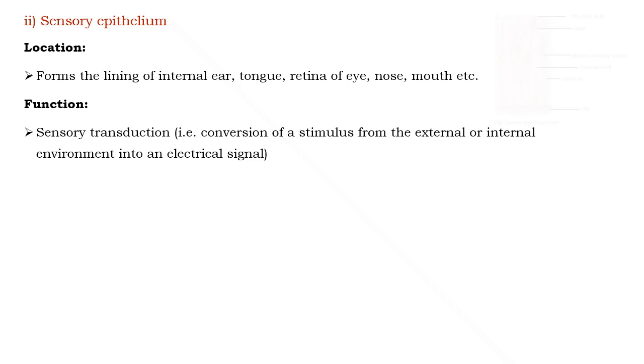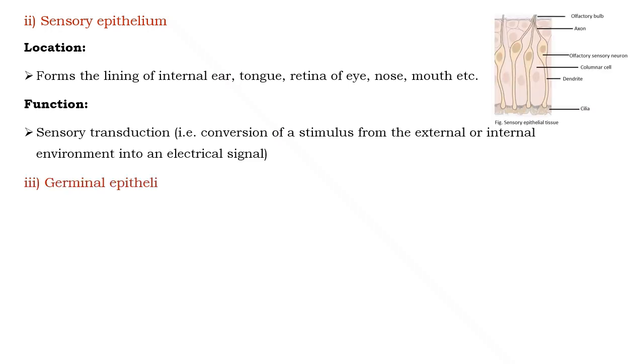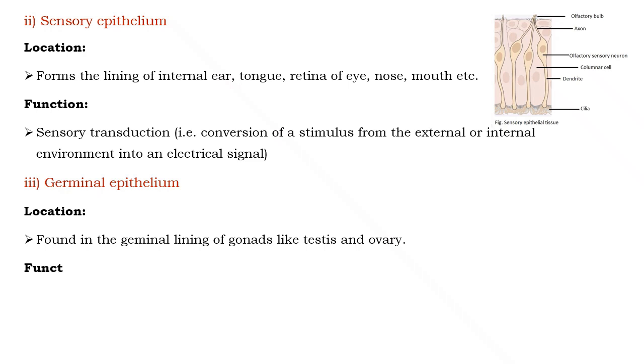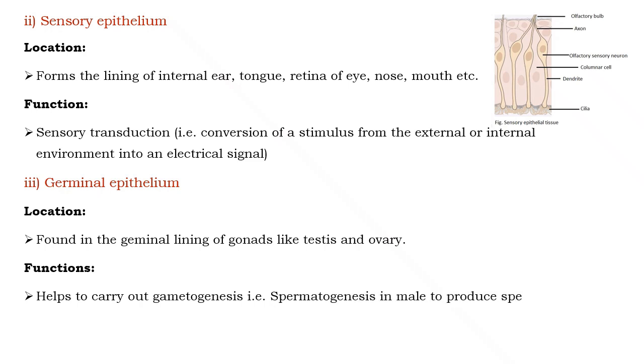Germinal epithelium. Location: found in the germinal lining of gonads like testes and ovary. Functions: helps to carry out gametogenesis, that is, spermatogenesis in male to produce spermatozoa, and oogenesis in female to produce eggs or ova.